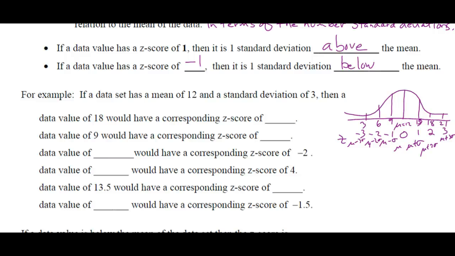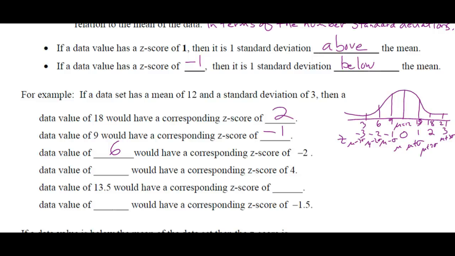2, right? It's 2 standard deviations above the mean. A 2.9 has a z-score of -1. A data value of blank would have a corresponding z-score of -2.6, right? So having the table there, or drawing the diagram, is kind of handy. So you might want to do that on a question. Blank would have a z-score of 4.